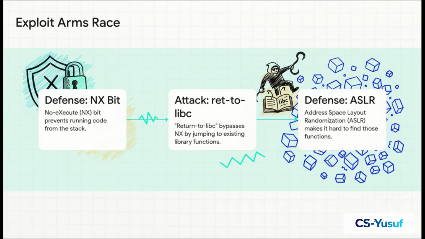This, as you can imagine, kicked off an amazing cat-and-mouse game. First, defenders came up with something called the no-execute bit, which marks certain parts of memory as data only, so you can't run code from there. But attackers are clever, so they came up with return-to-libc attacks, where instead of running their own code, they just jump to existing functions in the system's core libraries. So then defenders fought back with address space layout randomization, or ASLR, which shuffles the location of those libraries in memory every time a program runs, making them a much harder target to hit.